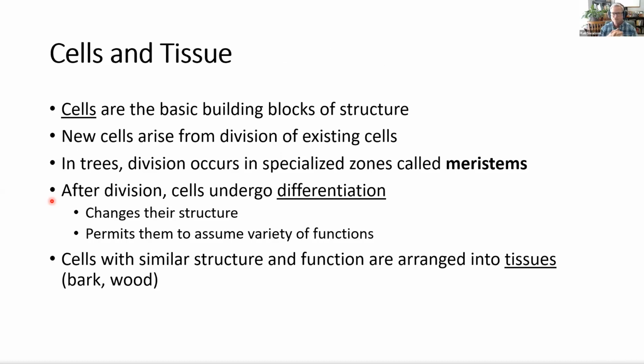After division, cells undergo differentiation. So when a cell is first divided, this new cell can really be a multitude of things, but the tree gives it the information that's needed for it to become something with a particular structure. So it undergoes a change there. Cells with similar structure and function are arranged into tissues. If I'm big into producing xylem tissue where I expand, I'm just going to keep producing xylem tissue. If I'm a meristem associated with twigs, I'm going to create shoot elongation and things like that. So they're more likely to produce whatever they're adjacent to.